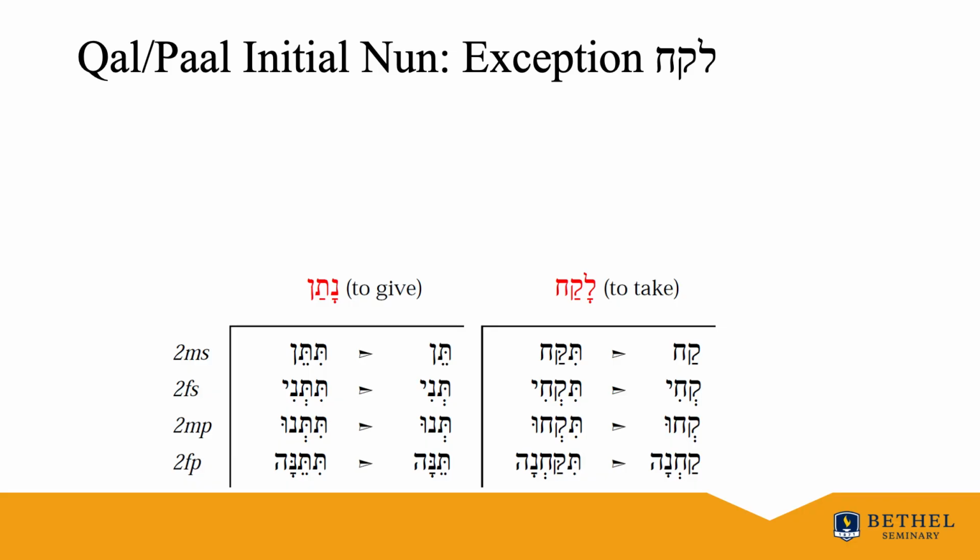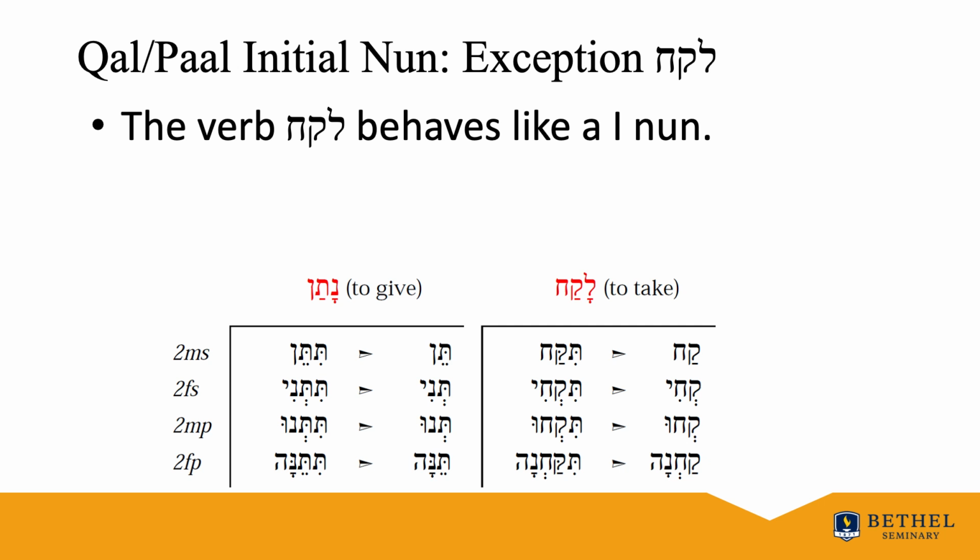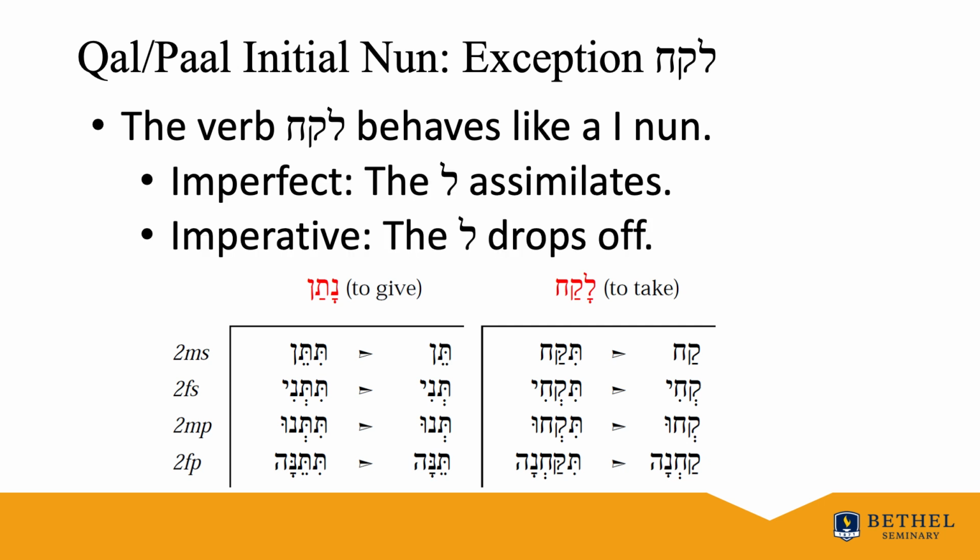There's one verb that I have to bring to your attention at this point. That is the verb lakach. The verb lakach means to take. Well, the verb lakach is clear that the initial letter is a lamed. However, even though the initial letter is a lamed, it acts like a first nun. Let me explain what I mean by that. Lakach in its imperatival form, for example, would lose its lamed. That is, the first letter drops off. This is also the case with prefix conjugations. When there's a letter prefixed to lakach, the lamed disappears.